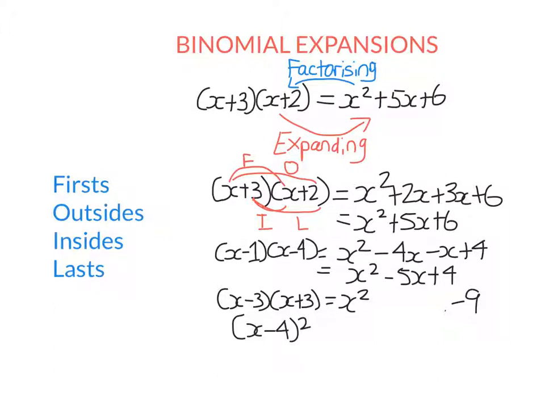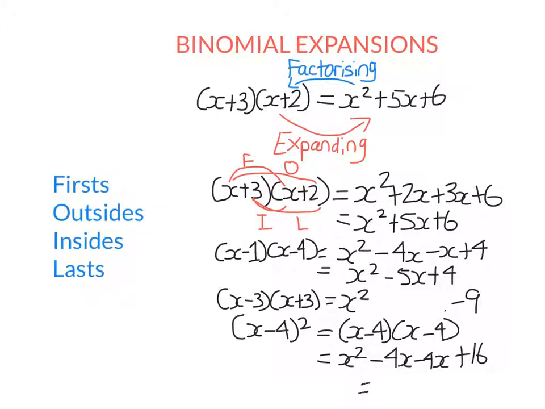Sometimes you will have to expand something like x minus 4 squared. Remember, when we square something, we're just multiplying it by itself. So you can use FOIL with this again. First is x times x. Outsides, x times minus 4, insides is minus 4 times x, and last, minus 4 times minus 4, and simplifying that we get x squared minus 8x plus 16.